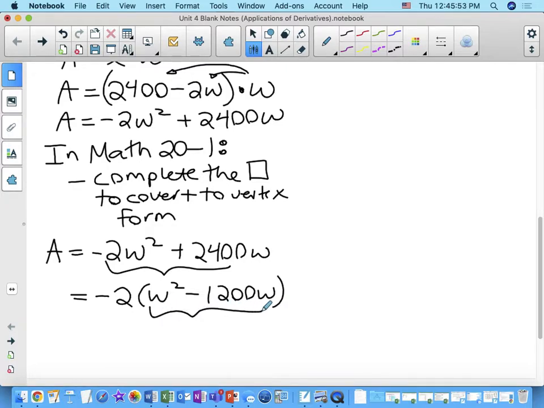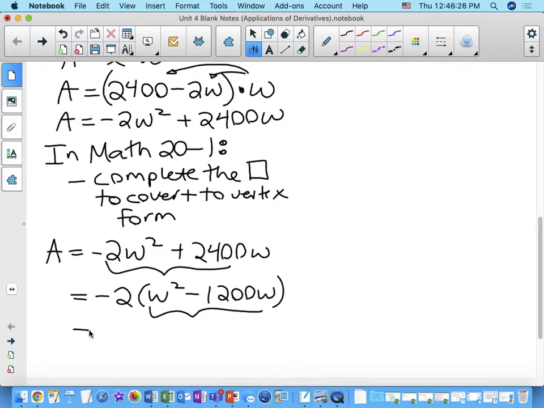trinomial. Okay? So what we need to do that is we need to take half of the coefficient of w. Half of that is negative 600, and square it. So negative 600 squared is, I don't know, 36 with 4 zeros. What is that? 360,000? Okay, there we go.